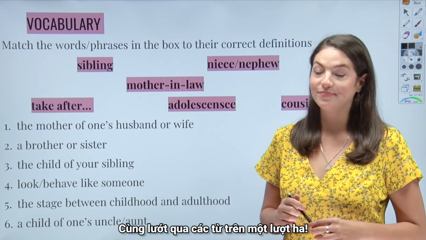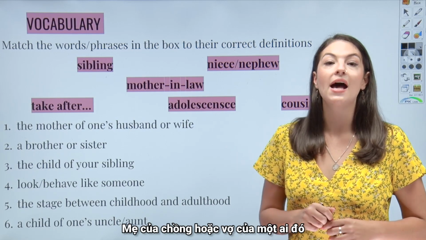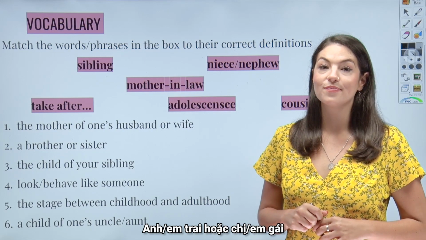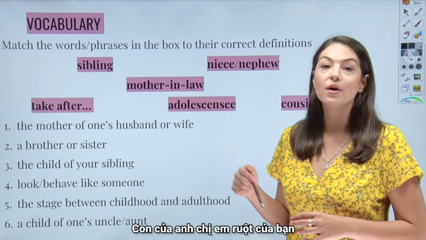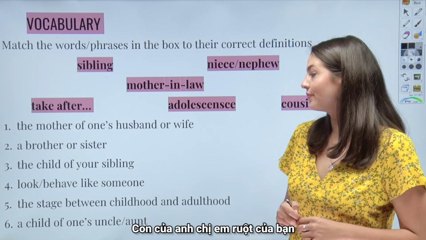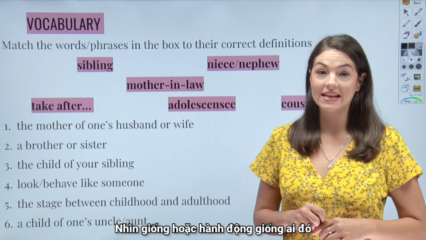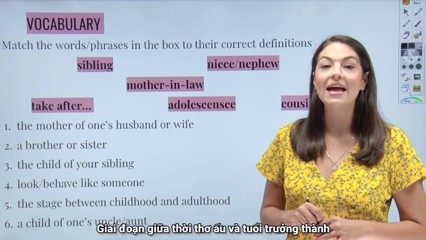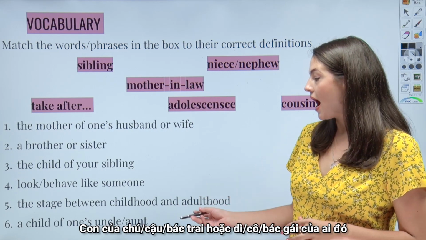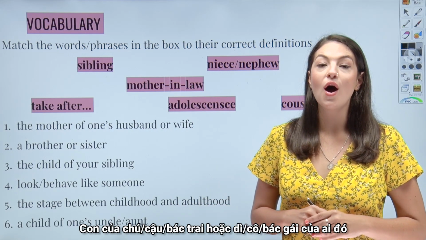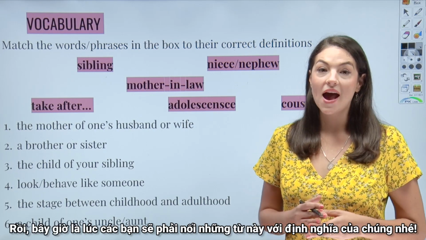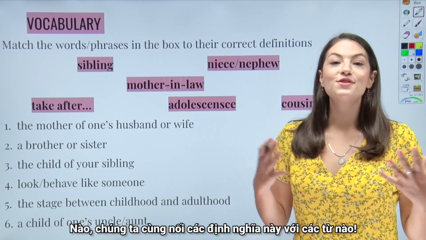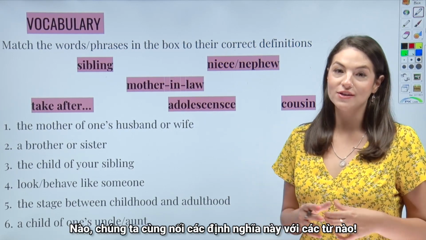Let's run through those again. The mother of one's husband or wife. A brother or sister. The child of your sibling. To look or behave like someone. The stage between childhood and adulthood. A child of one's uncle or aunt. Now it's time for you to match the words to their definitions. Good luck! So let's match the definitions to their words.